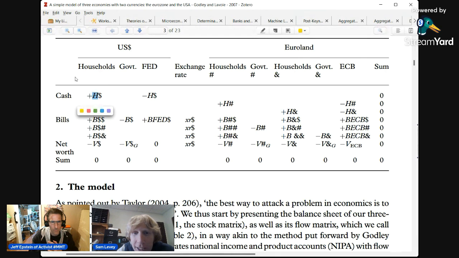Household income. Not quite. Or not savings. That's warmer. Okay.